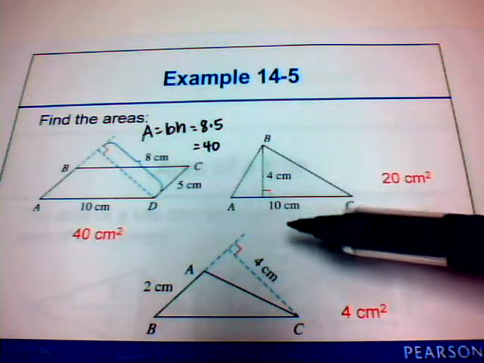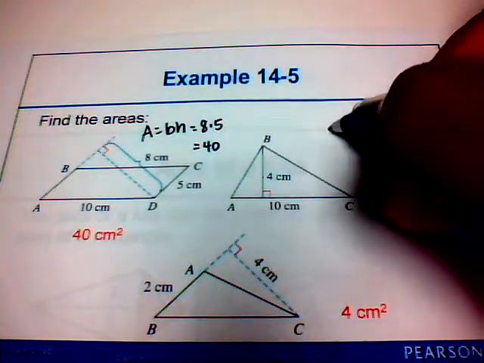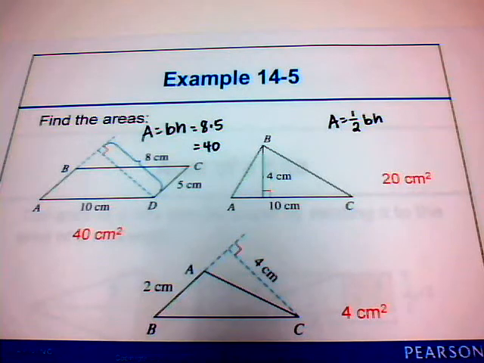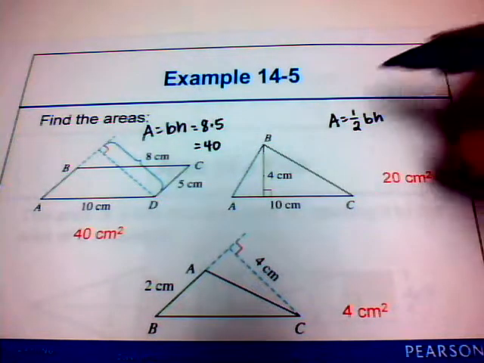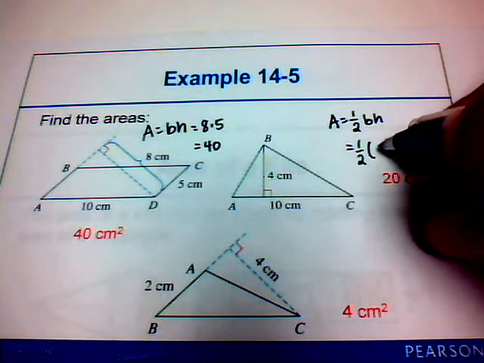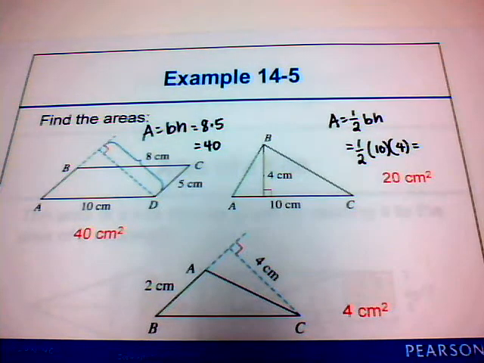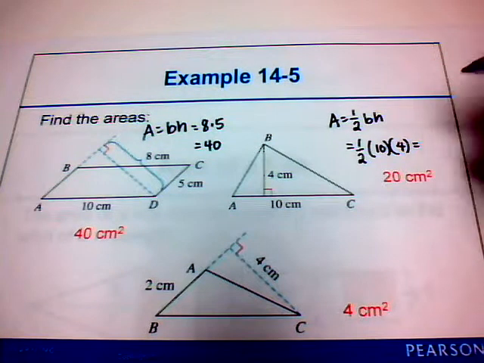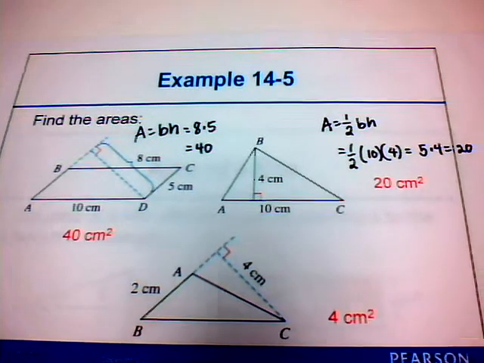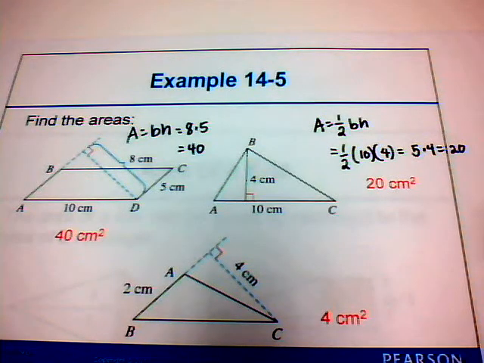Alright, this one, we have a triangle here where the base is 10 and the height is 4. In a triangle, the area is always 1/2 the base times the height. So in this case here, we're going to be taking 1/2 the base, which is 10, and the height, which is 4. So if you take 1/2 of 10, you're going to get 5. 5 times 4 is 20. So the area of that triangle is going to be 20 square centimeters.